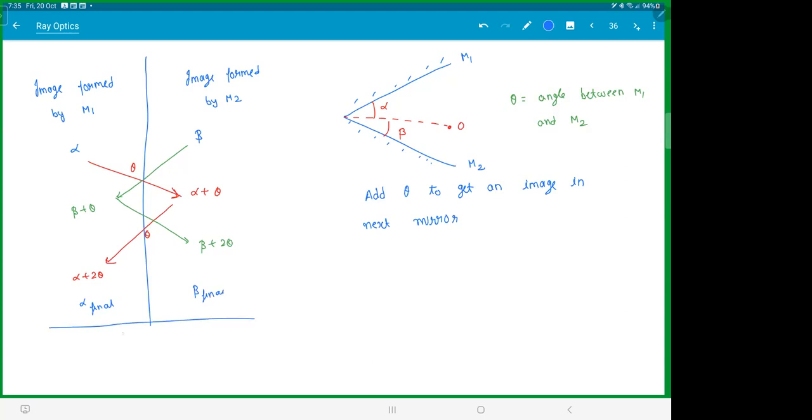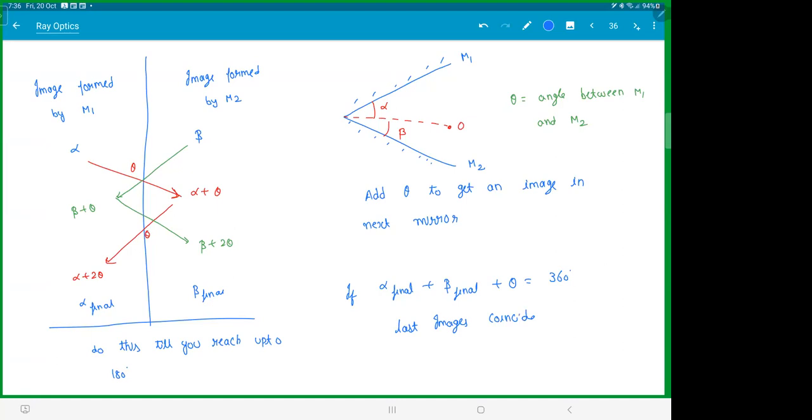beta final. So we need to do this till you reach 180 degrees. I'll show you with numbers. But this is the process, till you reach 180 degrees. Once you exceed 180, stop. Up to 180. Now, while doing this process, if your alpha final plus beta final and that angle theta becomes 360, that means the last two images will coincide. The two images formed by M1 and M2 coincide.